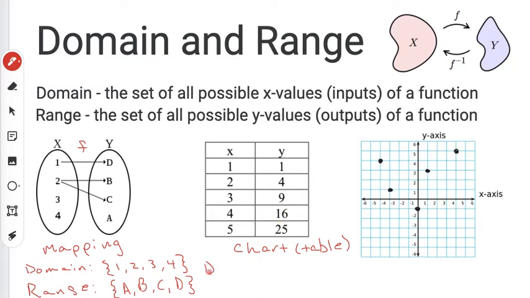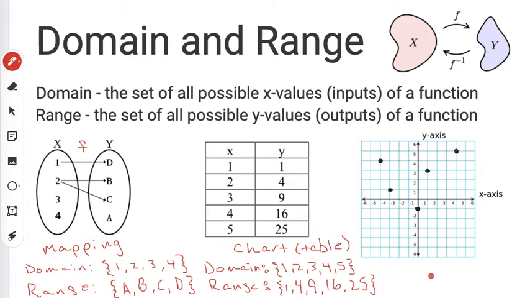So the domain is going to be the set of all x values. It's going to be the set containing 1, 2, 3, 4, and 5. So I'm going to put all these numbers inside the domain set, and then I'm going to close it up. And then the range is going to be the set of all y values, or whatever's on the right side. 1, 4, 9, 16, and 25. And that's how you use a chart.